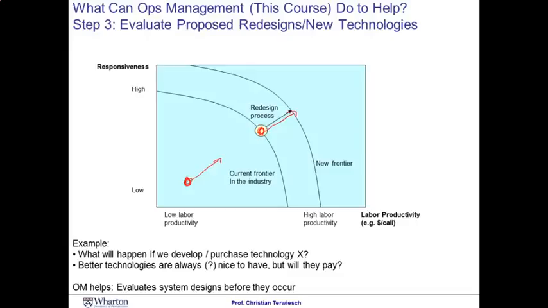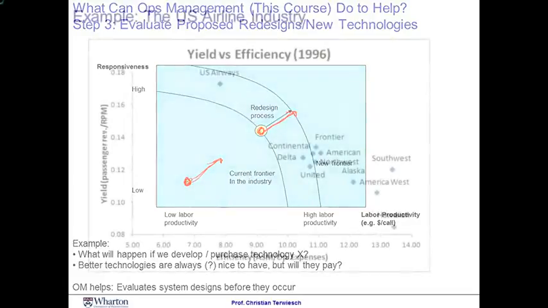Now, one of the things that we will talk about in this course is we'll help you evaluate such changes, be it on the frontier to a new frontier, or off the frontier towards more productivity and more responsiveness. We'll help you evaluate these changes before you actually make them. Making these changes is expensive, and so to the extent that you can evaluate their financial impact before embarking on them, you'll have saved yourself a lot of headache.